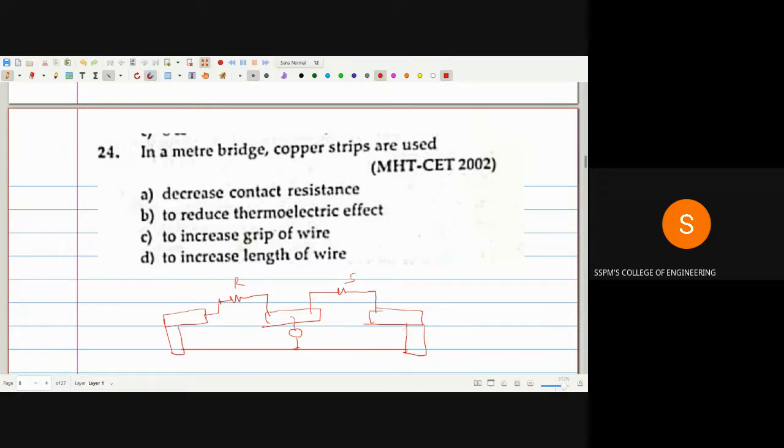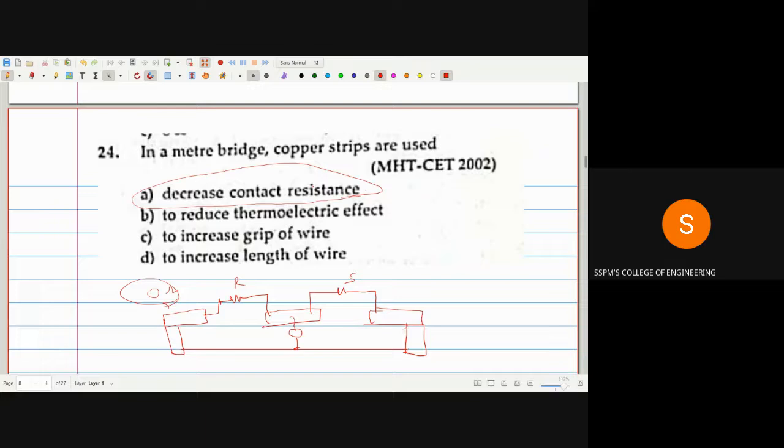एन्व्हायरमेंटल टेम्परेचर इथं असतं. टू इन्क्रीज द ग्रीप ऑफ वायर अँड टू इन्क्रीज द लेंथ ऑफ वायर. तर लेंथ ऑफ वायर इथं वाढते का? नाही वाढत. ग्रीप ऑफ वायर इन्क्रीज होते का? नाही होत. तर करेक्ट ऑप्शन काय असणार आहे? टू डिक्रीज द इंटरनल रेजिस्टन्स ऑफ द कॉन्टॅक्ट. हा रेजिस्टन्स अप्रॉक्सिमेटली 0 पाहिजे. ऑप्शन A is the correct option.